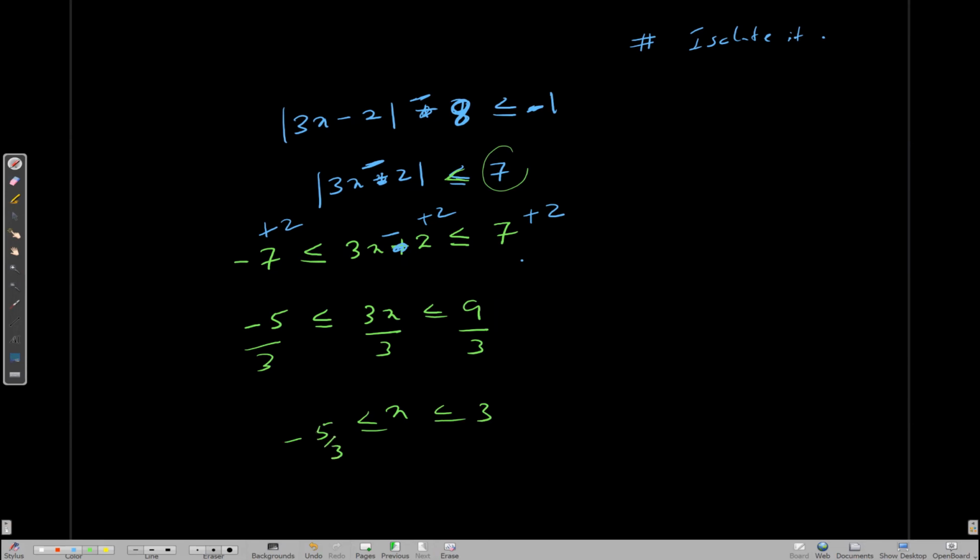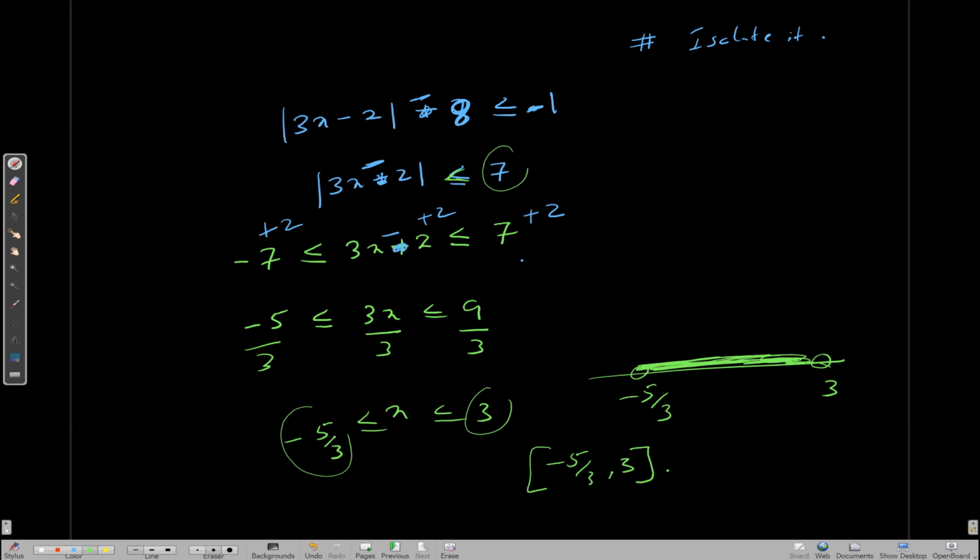Now read this carefully. It may be helpful to draw a picture. So 3 and negative 5 over 3, where are those? They lie on your number line like this. And now yes, x is greater than the left number and less than the right number. So in this case it looks like this.